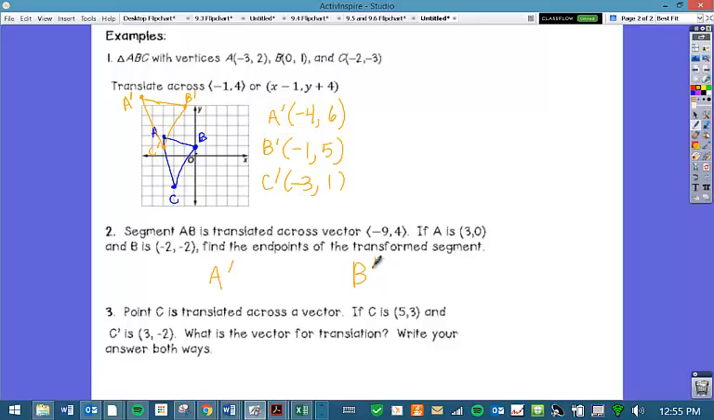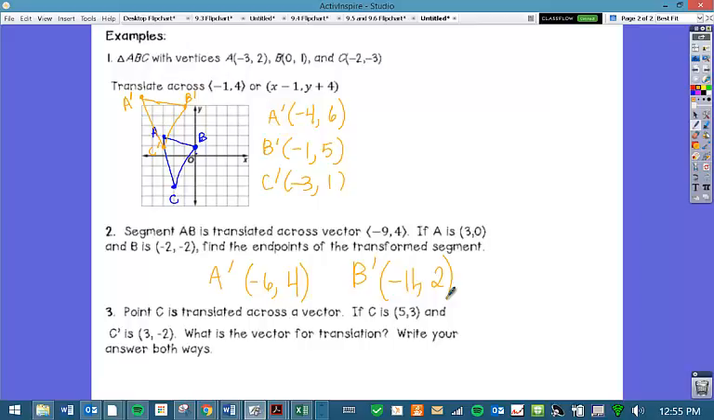Okay, so the new point A would be -9 plus 3, which is -6. I'm adding 4 to my y coordinate. 0 plus 4 is 4. So A prime would be (-6, 4). And then B prime, (-2, -2). -2 plus -9 is -11. And -2 plus 4 is 2. So B prime's at (-11, 2).